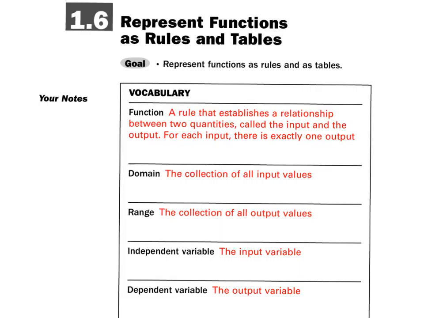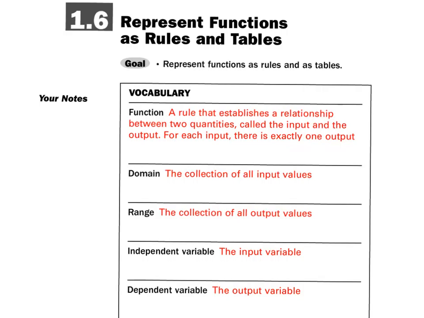The first is function. A function is a rule that establishes a relationship between two quantities, called the input and the output. For each input, there's exactly one output, and we are going to be defining a function and deciding whether something is a function or not.